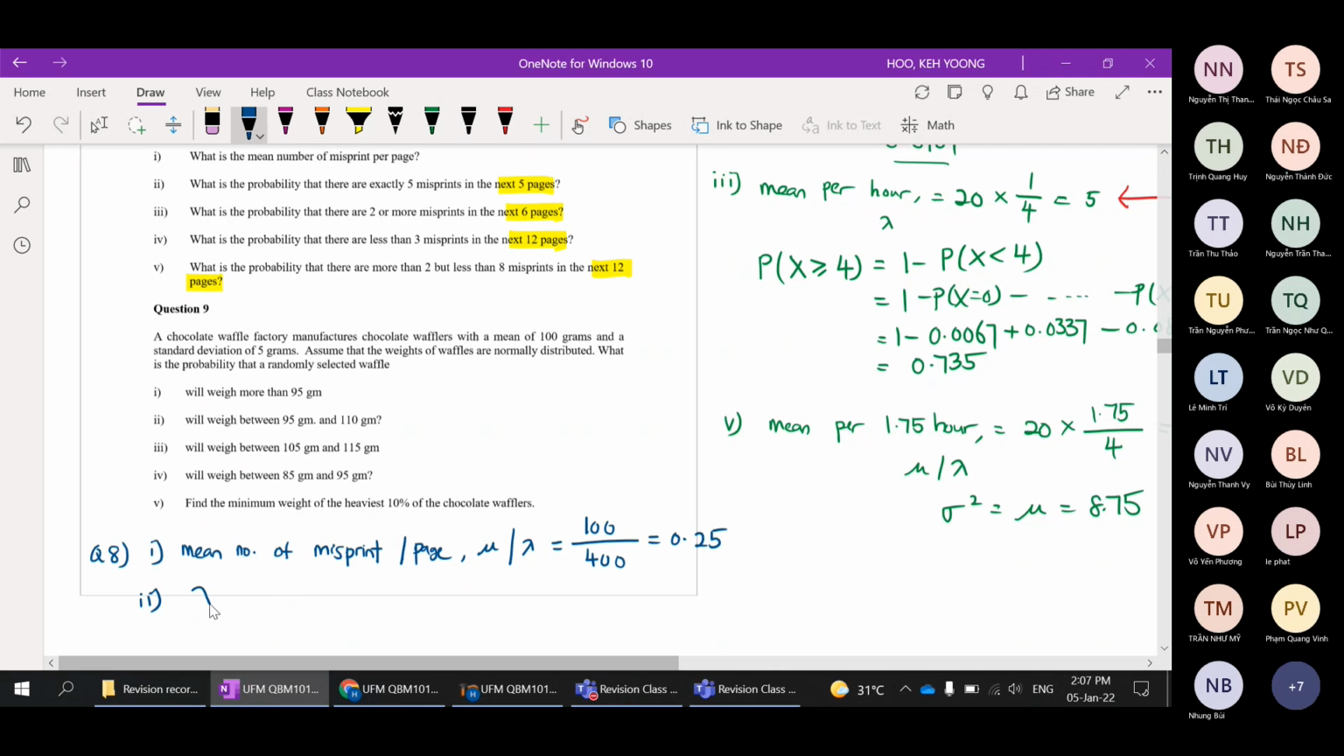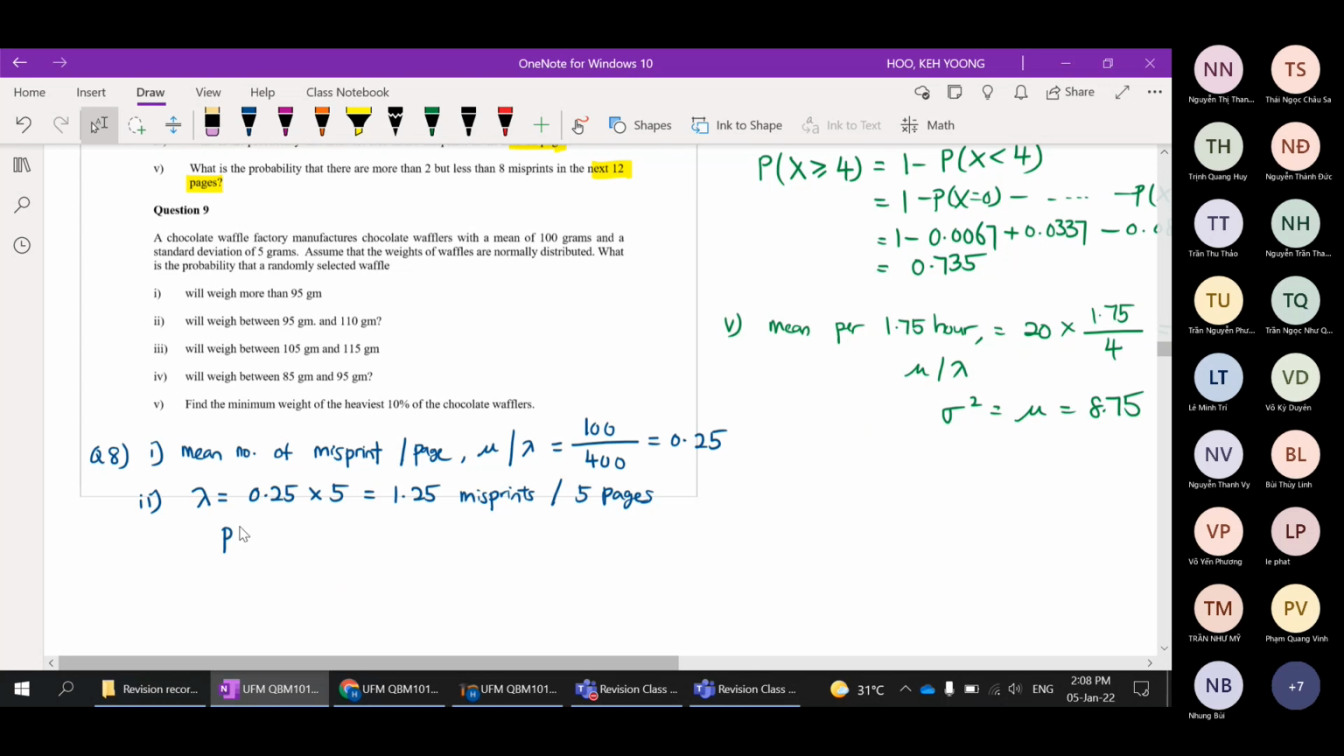So the lambda will be equal to, one page you expect to have 0.25 misprints. So you take 0.25 times 5, and you get 1.25 misprints per 5 pages. One page you expect on average 0.25, so 5 pages you will get 1.25. So using lambda equals 1.25, you want to find x equals 5.